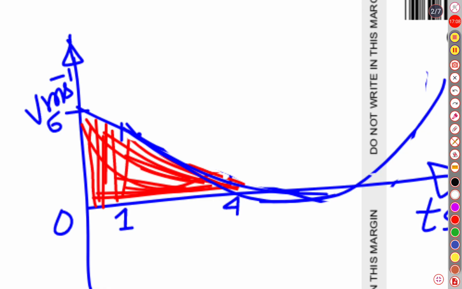Yes, the graph is not essential to be drawn, but yet if you want to understand this, because in some other question the graph may be part of your solution. If you don't know how the graph is moving, it will be very difficult for you to understand and to find the total distance. Because from 1 until 4 seconds, let the 4 be over here. Okay, so that is the part of the graph.